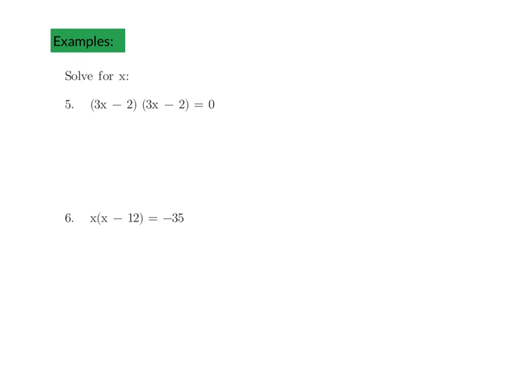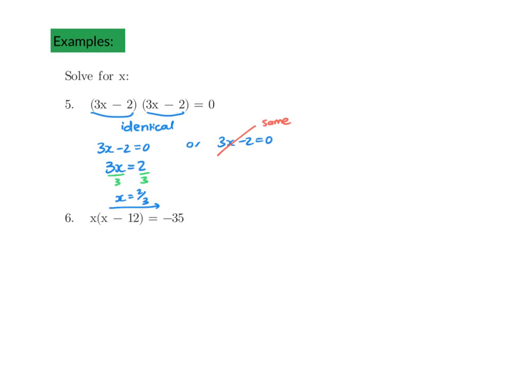In this next question, you can see the two brackets are identical. These two are identical. So I know that 3x minus 2 is 0, or 3x minus 2 is 0. The second part is not required because it's the same. So then if I solve just the one part, 3x is equal to 2. Divide both sides by 3. And x is equal to 2/3. So remember I said at the beginning of the video that for a quadratic equation, you normally have two solutions, but sometimes you can have one solution.